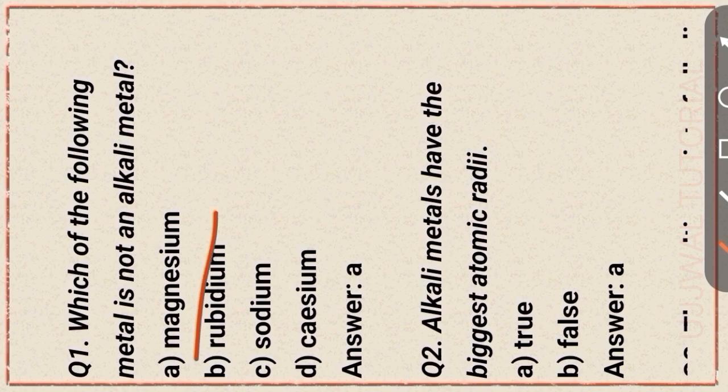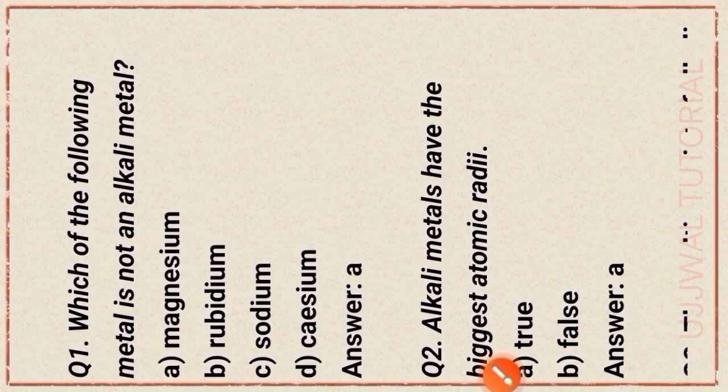Next question. Alkali metals have the biggest atomic radii. This statement is true. Due to the electronic configuration of alkali metals, that is group 1, ns1, the atomic radius is biggest. So answer A is appropriate. So this statement is true.